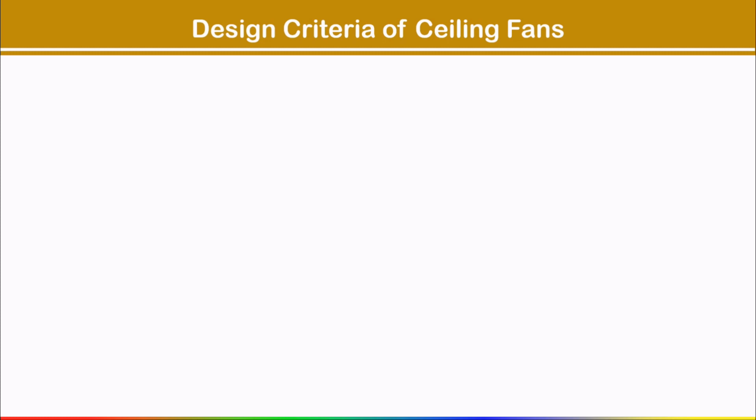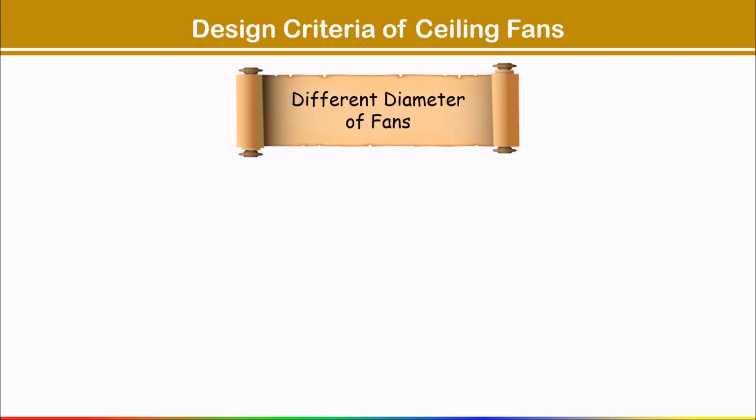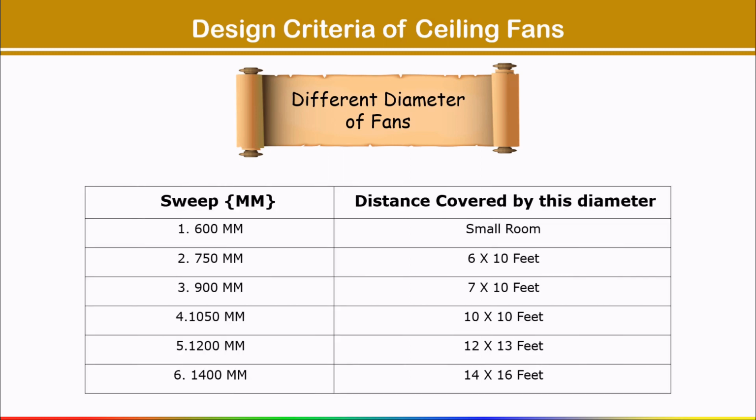Now here we have to see the design criteria of ceiling fan. First, the different diameters of fan are given, and the distance covered by each diameter. The sweep of a fan means the overall diameter of the fan. Some standard diameters of fan available in the market are 600 mm, 750 mm, 900, 1050, 1200. Most of the fans we use in our homes are 1200 mm sweep only.